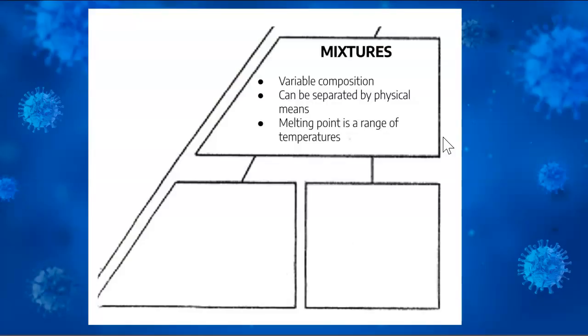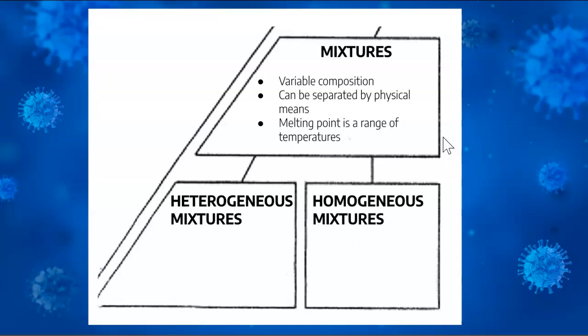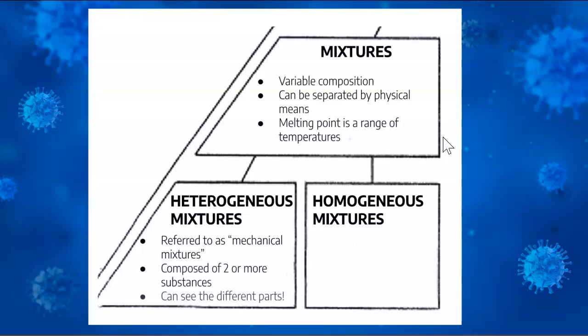Now, looking at mixtures a little bit further, and again, this is something you've probably seen before, but we can separate mixtures into two different categories again. So we have what are called heterogeneous mixtures and homogeneous mixtures. So in a heterogeneous mixture, we will sometimes refer to these as mechanical mixtures. These are composed of two or more substances, and we can actually see the different parts.